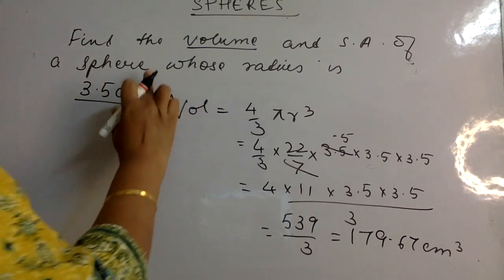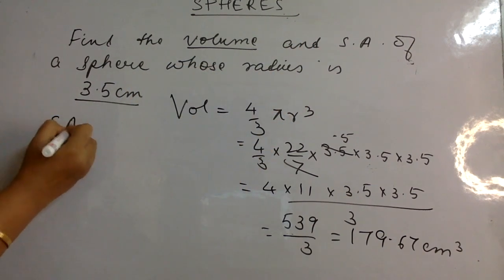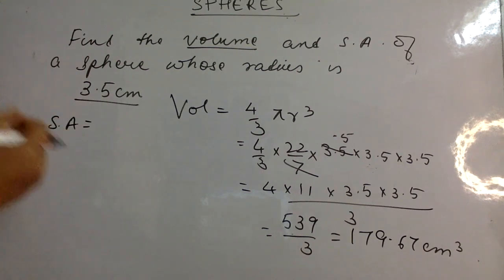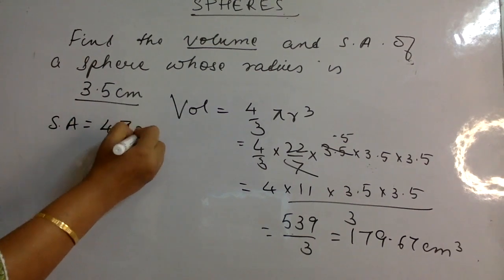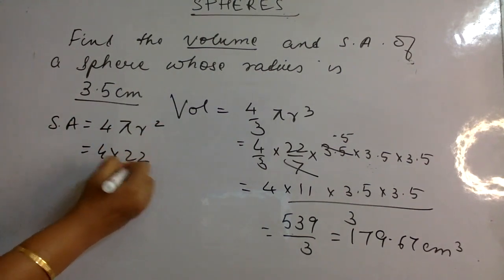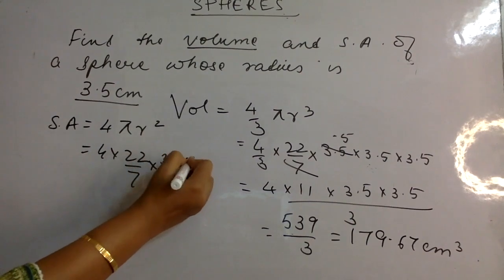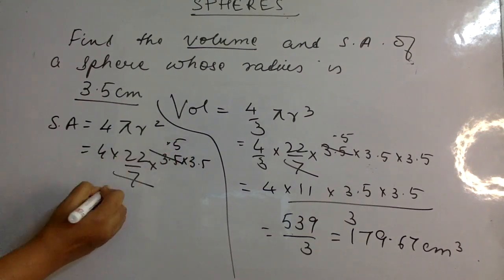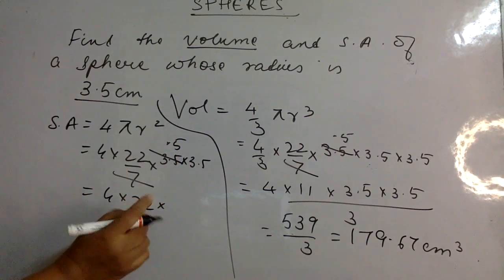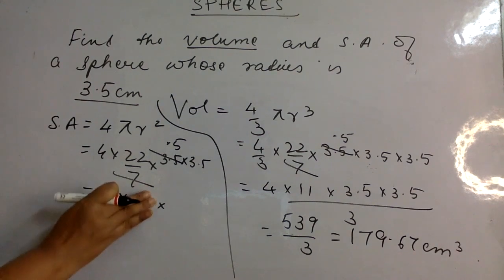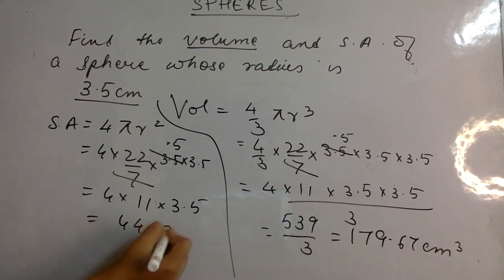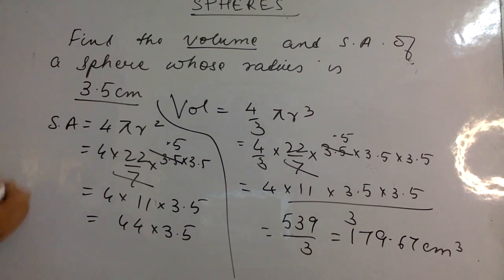Coming to the surface area. When they say surface area, it is the only surface area because it is a sphere. So the surface area of the sphere is 4 pi r square, which is 4 into 22 by 7 into 3.5 into 3.5. Here we can make it 0.5. That makes it 4 into 11. If I multiply with 0.5, I get 11 into 3.5. That is 44 into 3.5. 44 into 3.5 is how much?